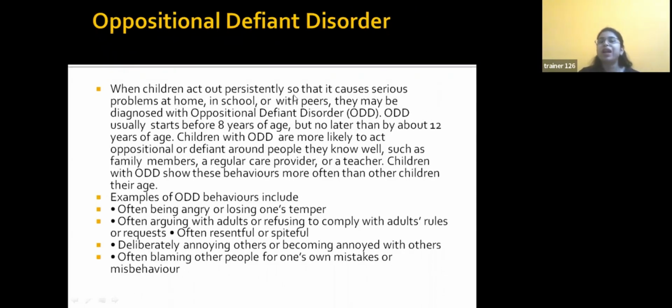Oppositional defiant disorder is when children act out, with serious problems at home, in school, with peers, and they may be diagnosed with ODD. It starts before 8 years of age, and they are more likely to act opposite to whatever we tell. That's why it's called oppositional defiant disorder. They are often angry, lose their temper, and argue with adults unnecessarily. They never listen to adults, they are very resentful, they annoy and irritate others, and they often blame others for their mistakes. "I did steal because he gave me an opportunity to steal. Why should he leave his pouch like that? So I took his money." Something like that, right? So misbehavior is also there. They may even bully others, right?